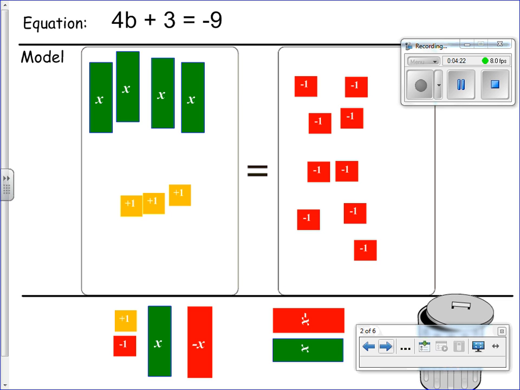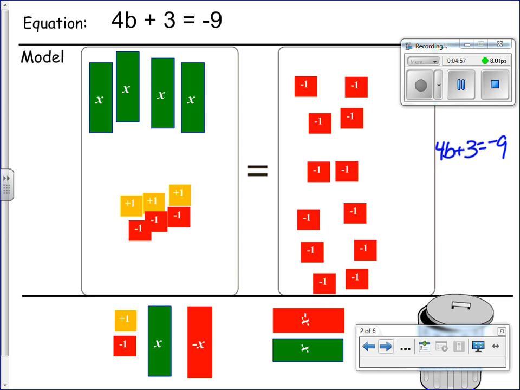Okay, so 4b plus 3 equals -9. Just on the side, I'll write this out. 4b plus 3 equals -9. So the first thing I need to do is get rid of these 3. The only way I can do that is by adding -3. And whatever I do to one side, I do to the other side. So I added 3 negatives to both sides.